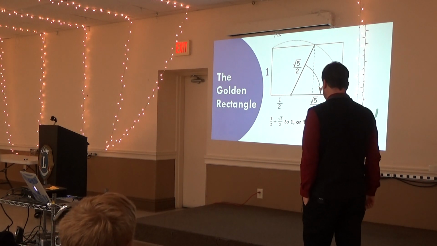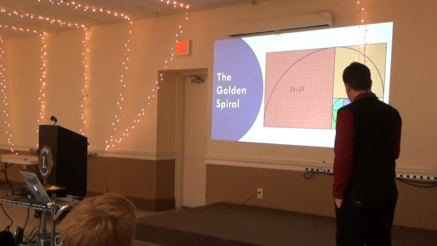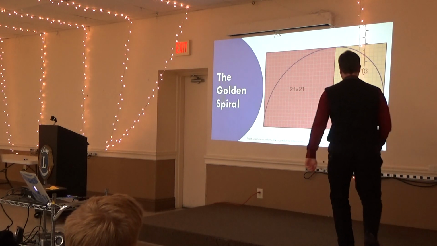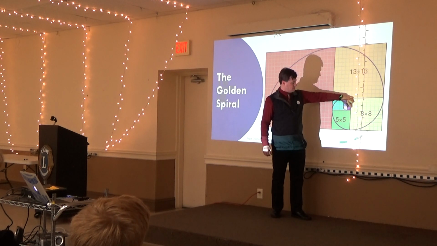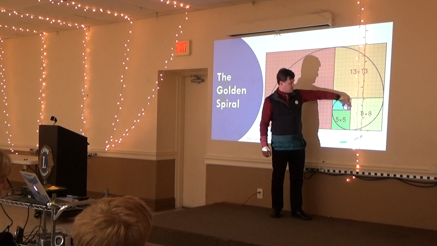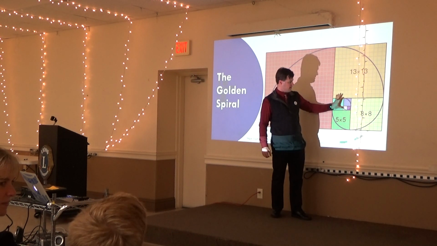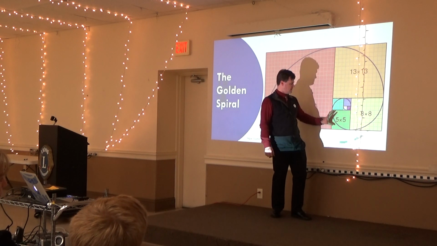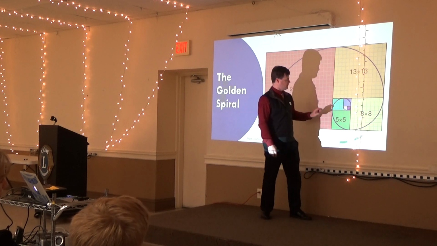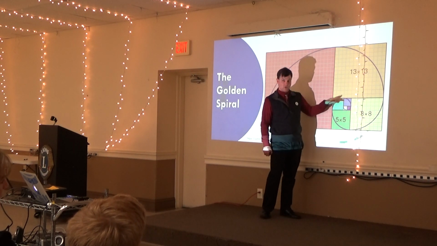Let's recognize it. So this creates the golden spiral. Again, we've got a 1 by 1. Next Fibonacci number is 2, 1 by 2. Now a 2 by 3. Now a 3 by 5. Now a 5 by 8. Now an 8 by 13, and so on and so forth. And if you add these, they make squares.